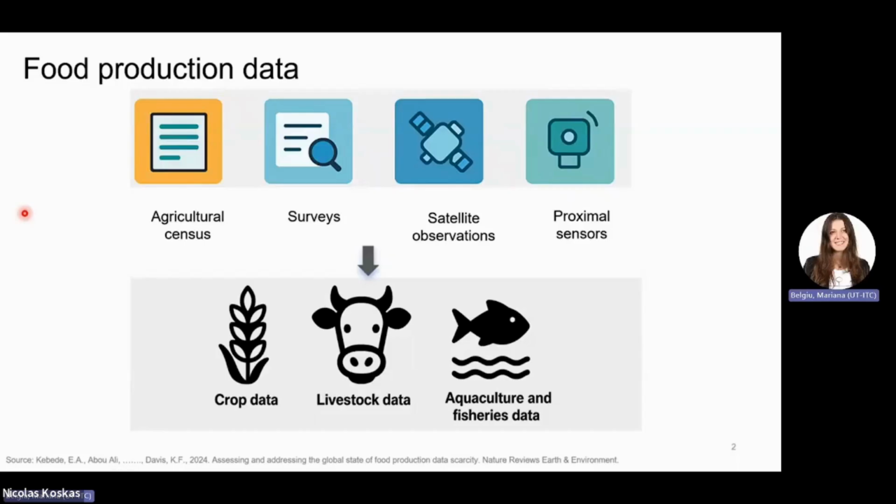And today, I will show how Earth observation, especially satellite images, and machine learning can help us to close this gap by providing consistent, scalable, and detailed insights into agricultural systems.